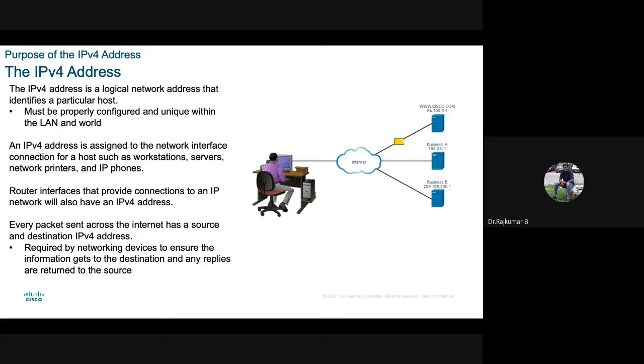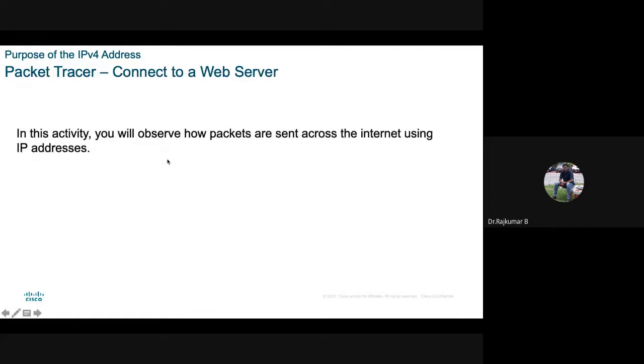An IP version 4 address is assigned to the network interface connection, which we call NIC, for a host. This connection is usually a network interface card. Remember NIC, network interface card. Somewhere you might have heard about this. What is NIC? You might have heard about this one. So you find the NIC cards.